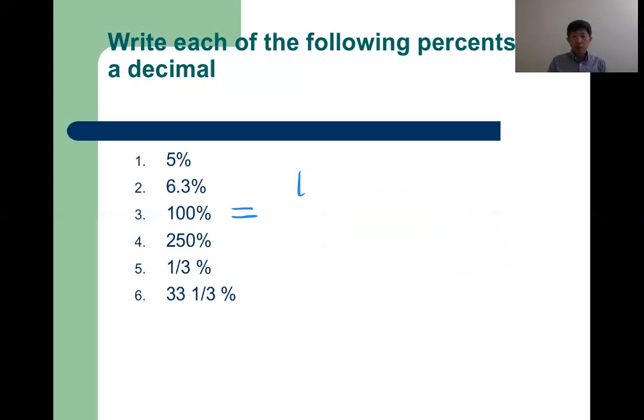The next one, 100%. 100% actually is 100 over 100, which is equal to 1, right? Now, what about 250%? 250 over 100, right? So therefore, it is 2.5, right?